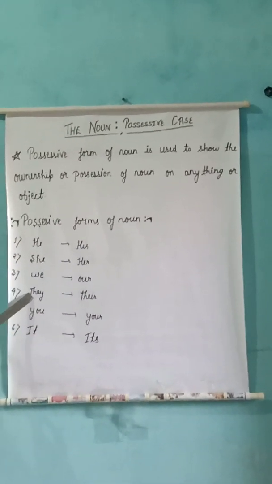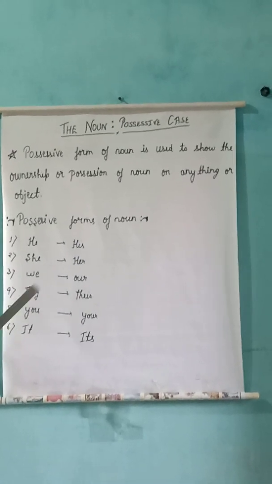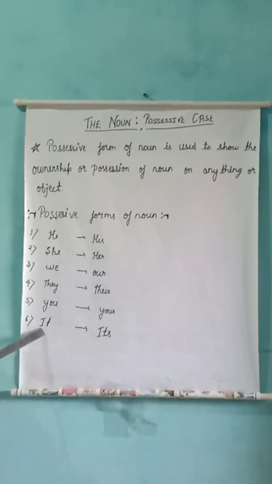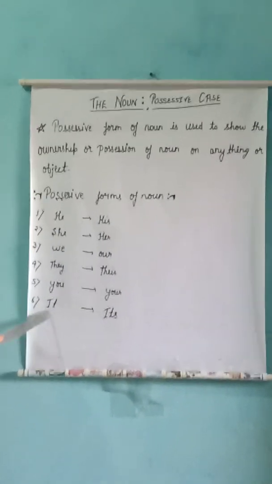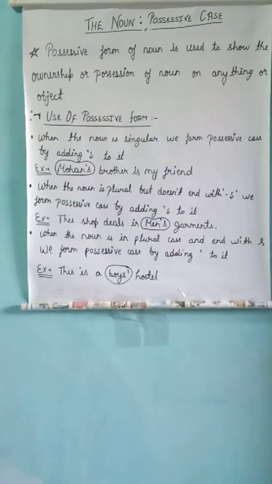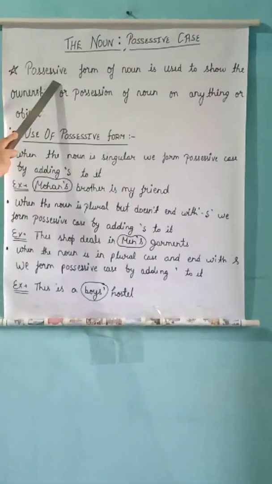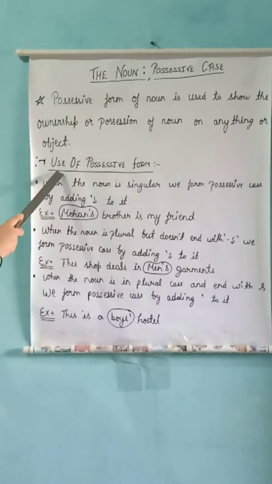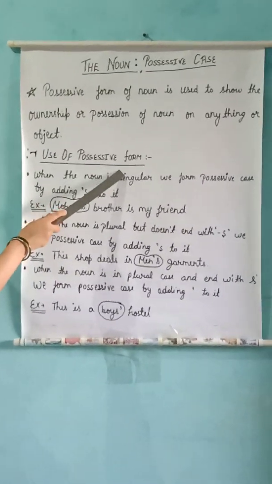The possessive form of they is their. The possessive form of you is your. The possessive form of it is its. We have already read about the possessive forms of noun. Let's move to use of possessive form.